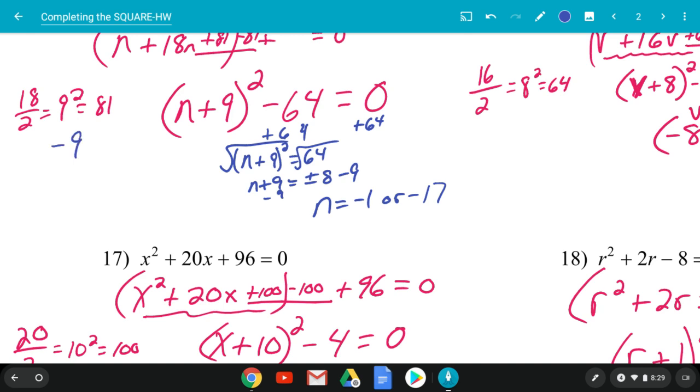Negative 9, negative 64. Okay, negative 9, negative 64. So it's going to be way, way down here somewhere, right? Where it's going to cross the x-axis at negative 17 and at negative 1.